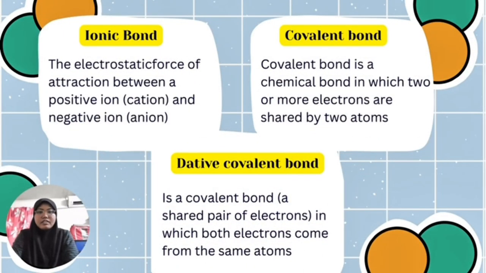Next, the definition of ionic bond. Ionic bond is the electrostatic force of attraction between positive ion, cation, and negative ion, anion. Then, covalent bond. Covalent bond is a chemical bond in which two or more electrons are shared by two atoms. And lastly, dative covalent bond. Dative covalent bond is a covalent bond, a shared pair of electrons in which both electrons come from the same atom.